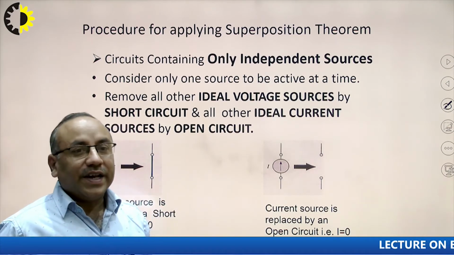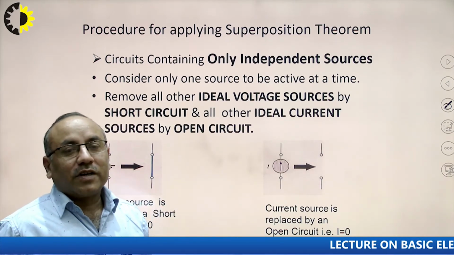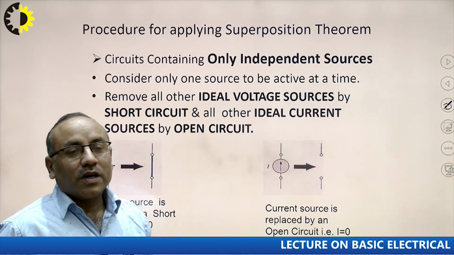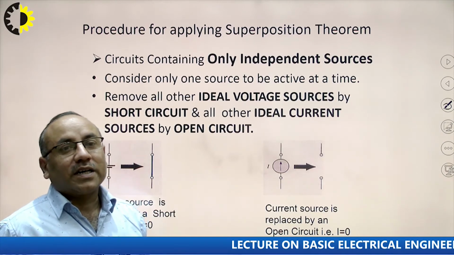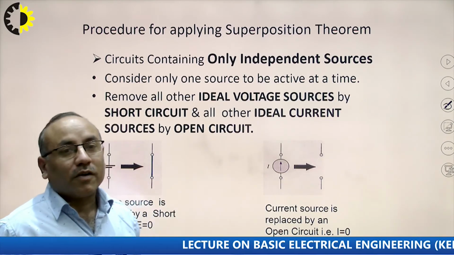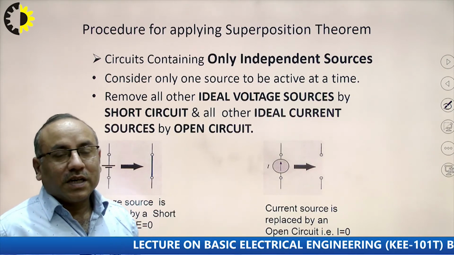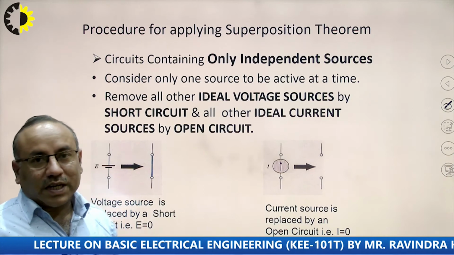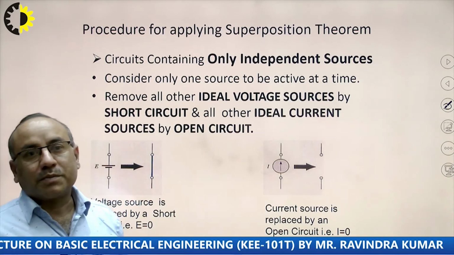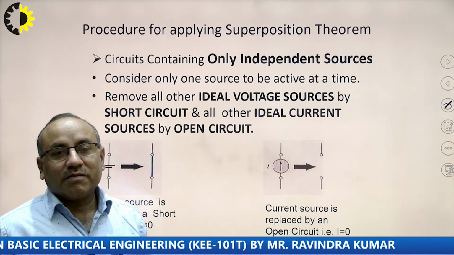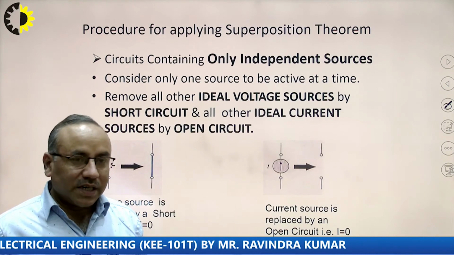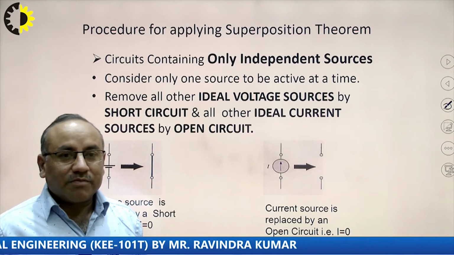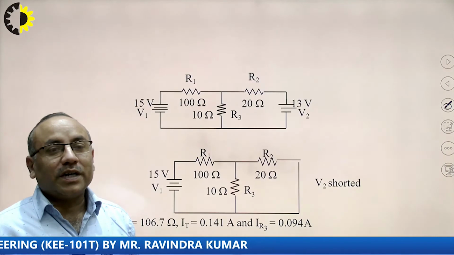That is the way we deal with ideal or practical voltage and current sources when we turn off those sources. Finally, when there are a number of sources in the circuit and we apply the superposition theorem, one source at a time is considered, and at the same time the other sources are turned off.